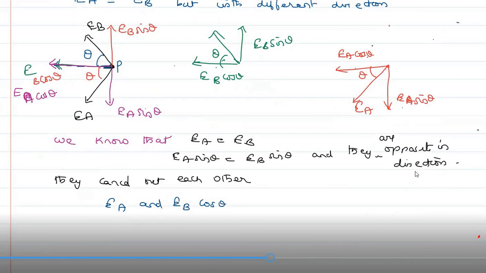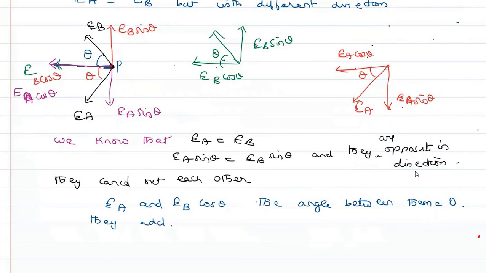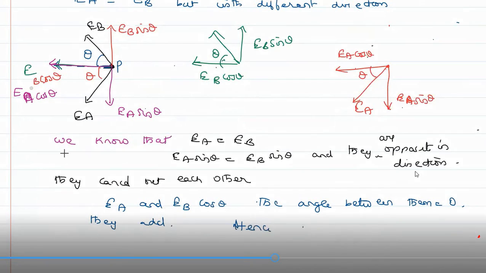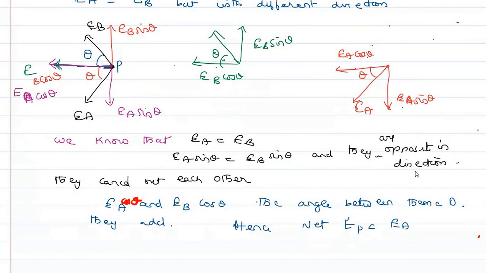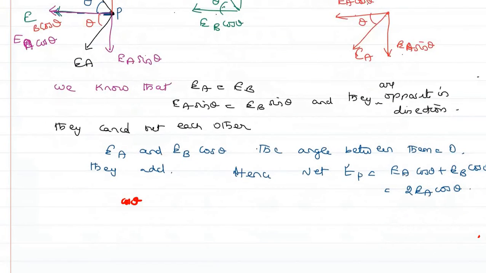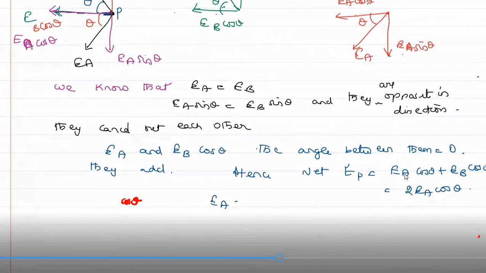Both lie along the same line, or the angle between them is 0. So they add up, right? Hence, the net resultant, that is the net electric field at the point P, is given by EA cos theta plus EB cos theta. Since EA equals EB, we can write 2EA cos theta. Any doubt, you can stop me.